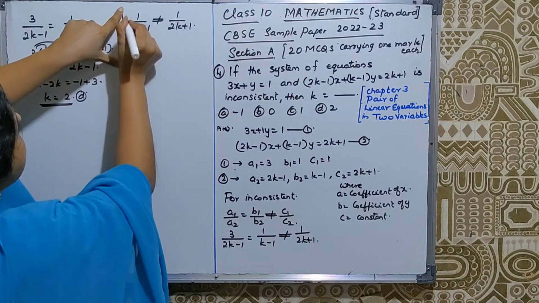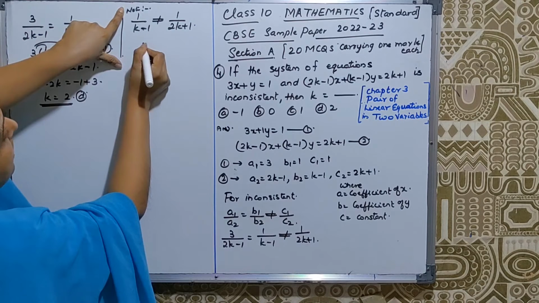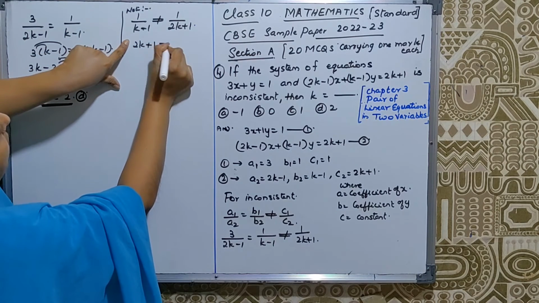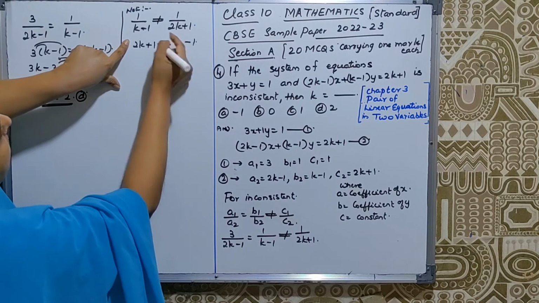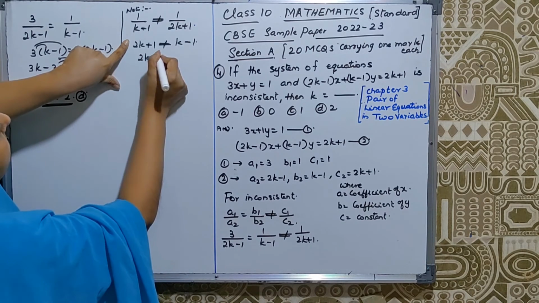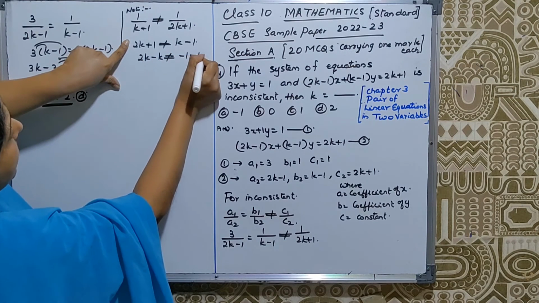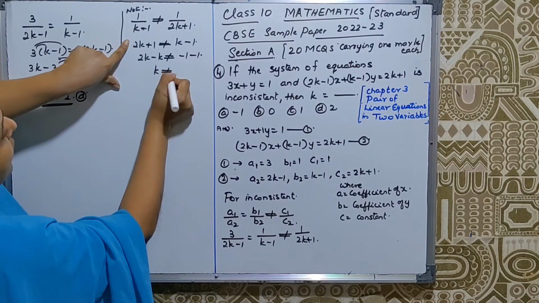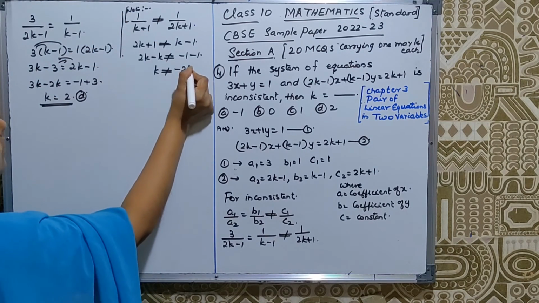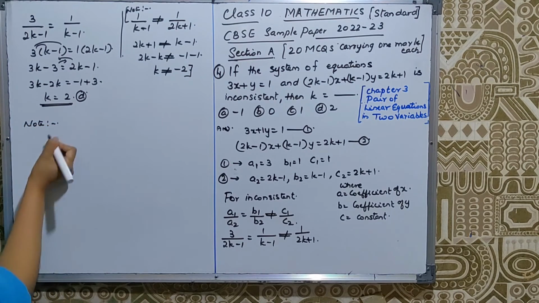Now if you want this one as not equal, I'll give you. If they ask k is not equal to which number, you can do 2k plus 1 not equal to k minus 1. Cross multiply: 2k minus k not equal to minus 1 minus 1. So k not equal to minus 2. This one is an extra topic actually.